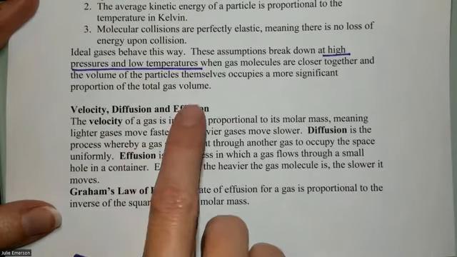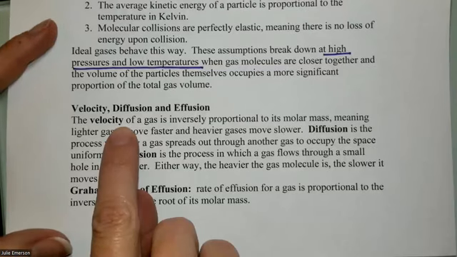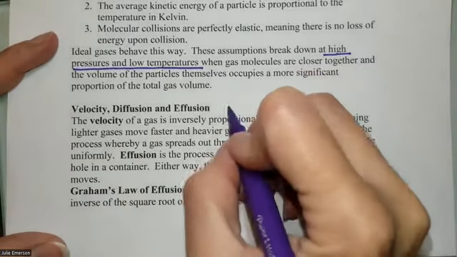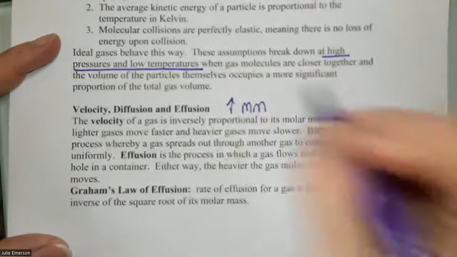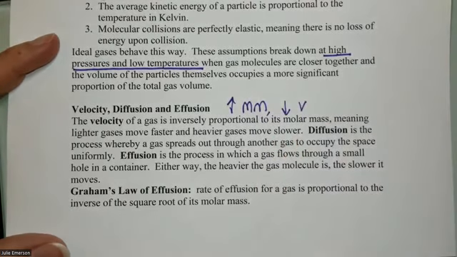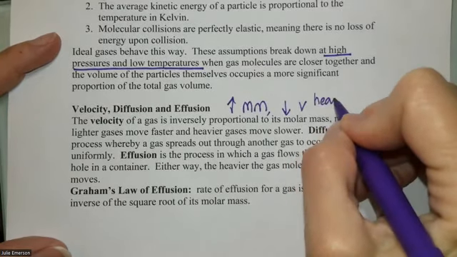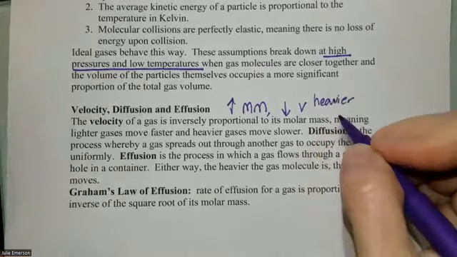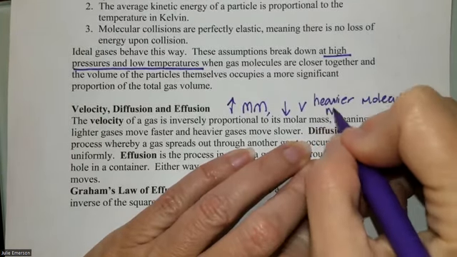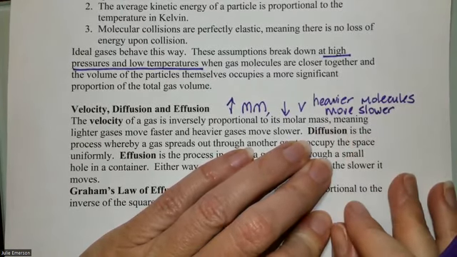Now, velocity, diffusion, effusion. Velocity is speed, right? So it is inversely proportional to molar mass. What that means is that if your molar mass goes up, the particle gets heavier, your velocity goes down. So heavy molecules move slower. All right, so heavier molecules, meaning higher molar mass, move slower. The lighter it is, the faster it goes.